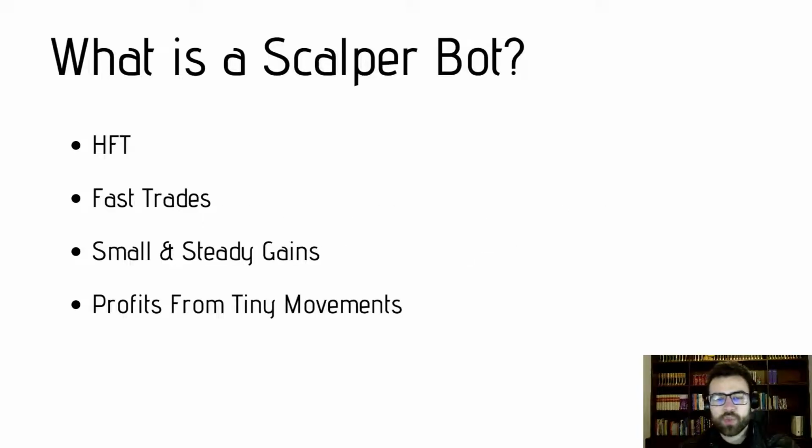So let's start with what a scalper bot is. The scalper bot is a high frequency trading bot, which means that the trades are executed very fast to make small and steady gains from tiny price movements. It still uses a grid system just like regular grid bots, and there's a video for that on the top right of the video, so you can click on that to check it out. It will be on a card, but has a much more narrow grid around the initial price.